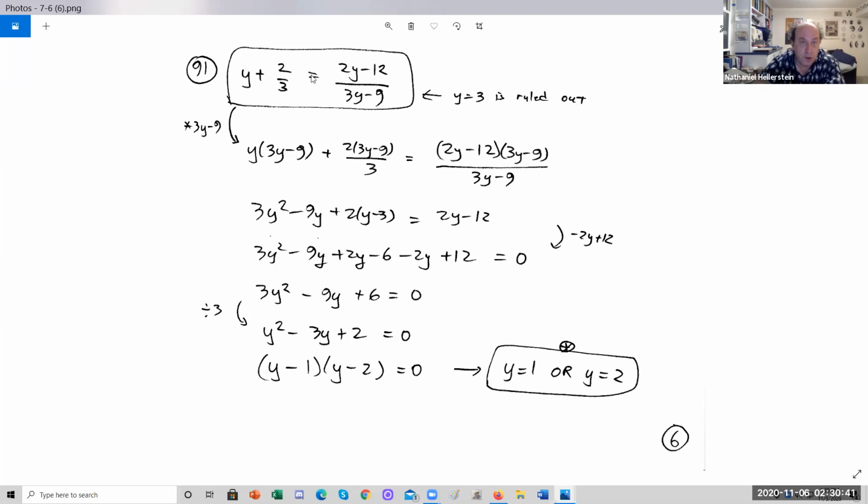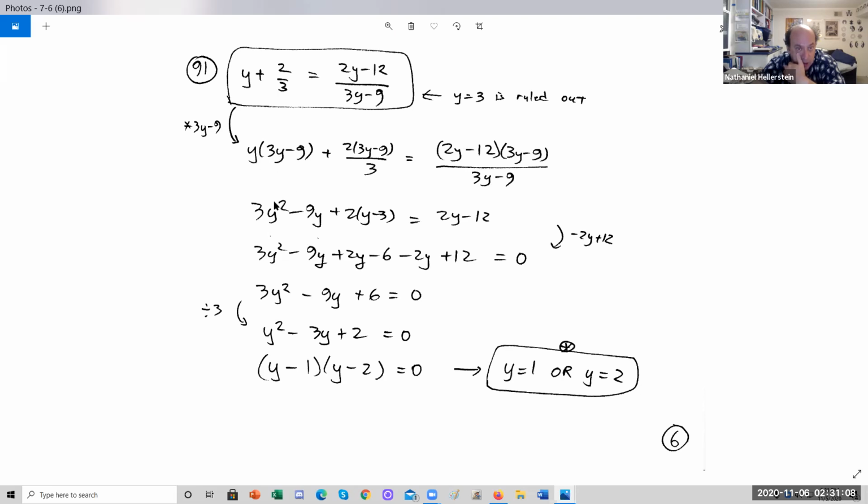y plus 2/3 equals 2y minus 12 over 3y minus 9. All right, now setting this to 0 means that y would be 3, so y equals 3 we must rule out. All right, so we multiply by 3y minus 9. You get y times 3y minus 9 plus twice 3y minus 9 over 3 equals 2y minus 12 times 3y minus 9 over 3y minus 9.